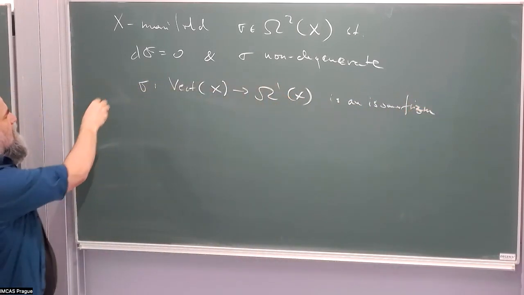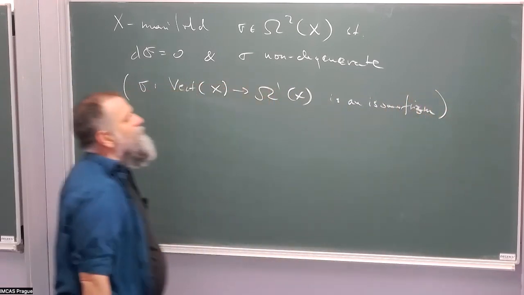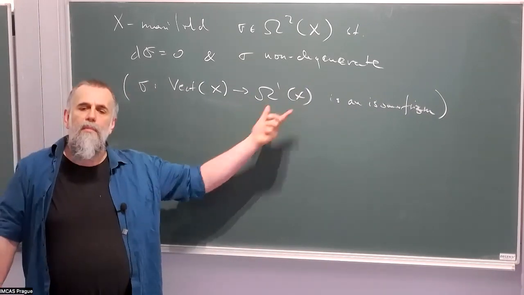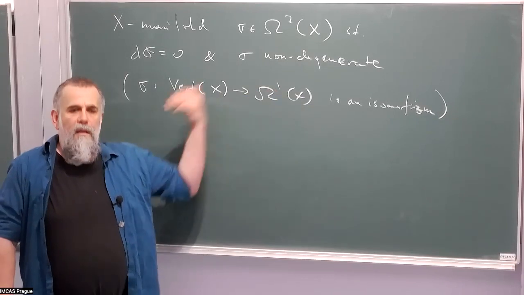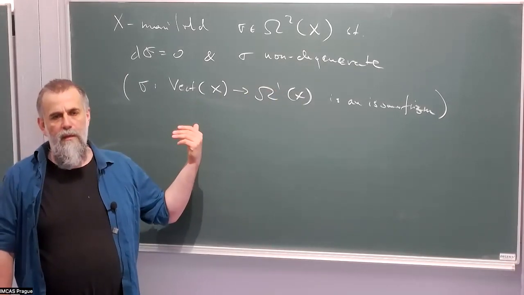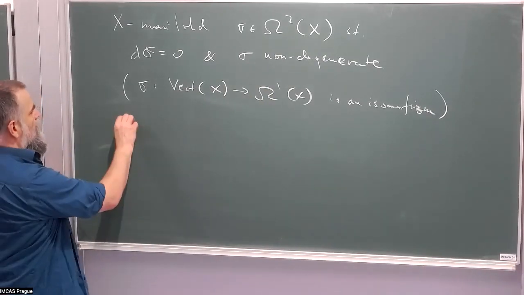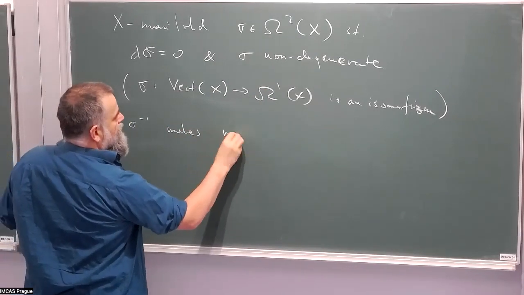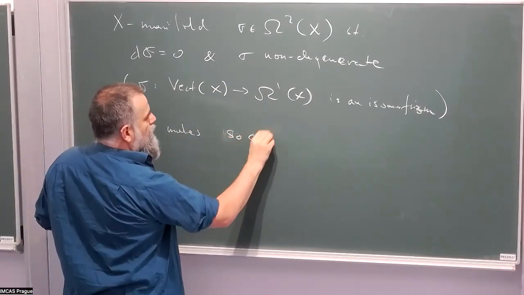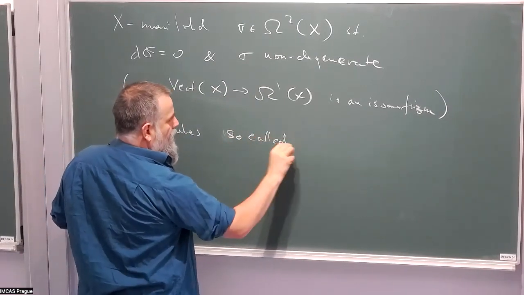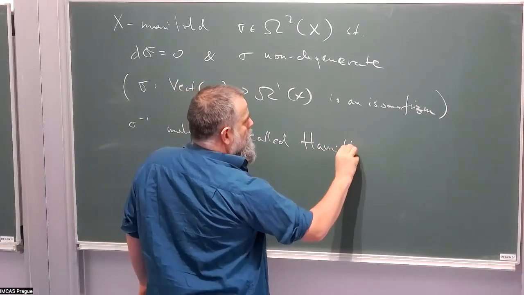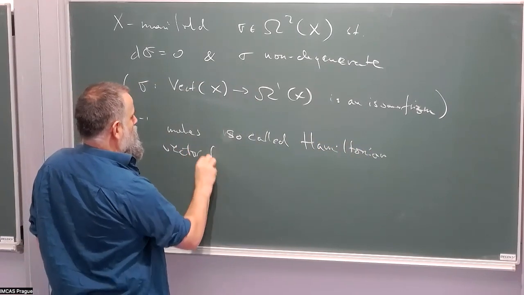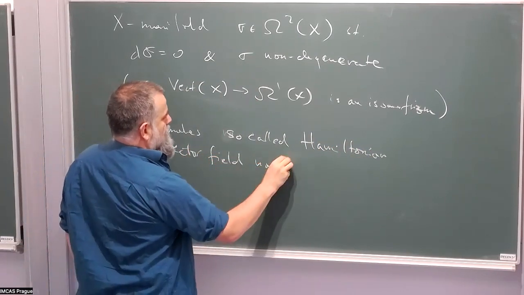And actually, I think this is the best way to say it, because in particular, it tells you that whenever you have a function, you compute the derivative of this function, then you build a vector field. So the inverse of this sigma makes vector fields, so-called Hamiltonian vector fields, on X.